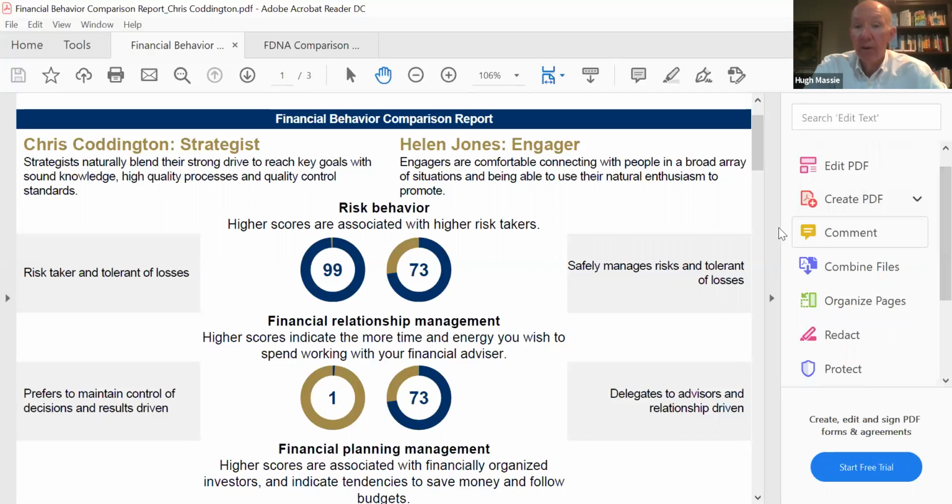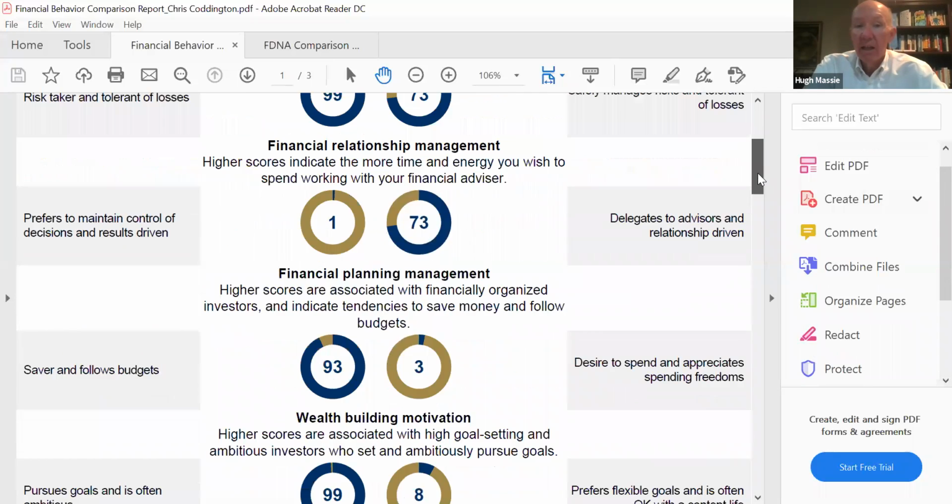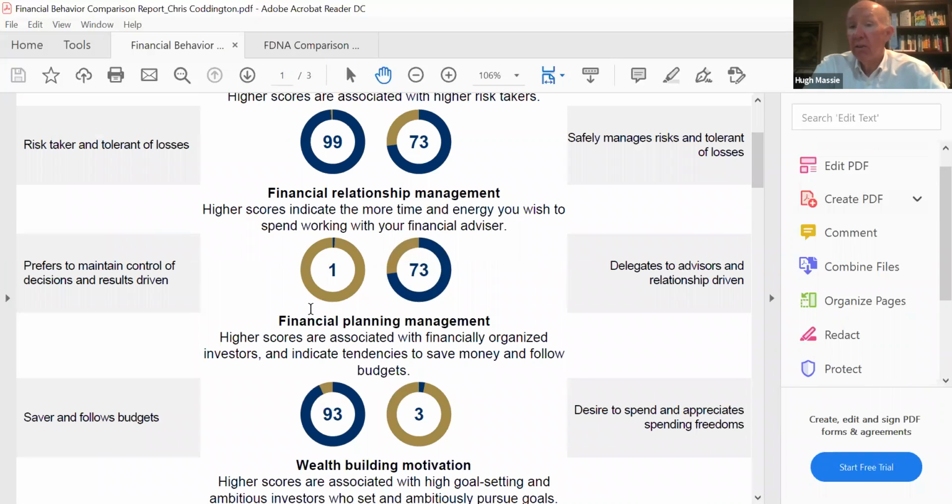In terms of the financial relationship management, Chris's strength as an advisor is more about solutions, bringing the ideas to the client, but not necessarily ongoing, personal, highly engaging relationship management. He's got to work harder at that. So Helen's going to require that. She's going to delegate to the advisor. Chris, being the more solution-orientated advisor, more wanting to be in control and direct the process, this is a big gap.